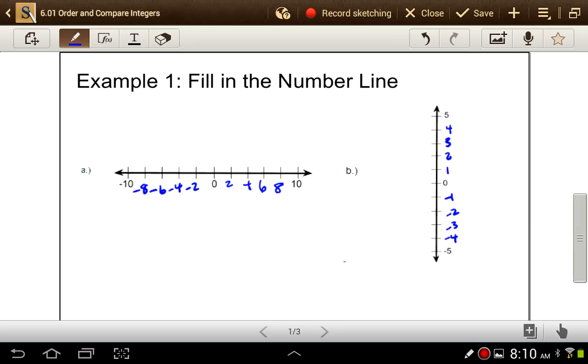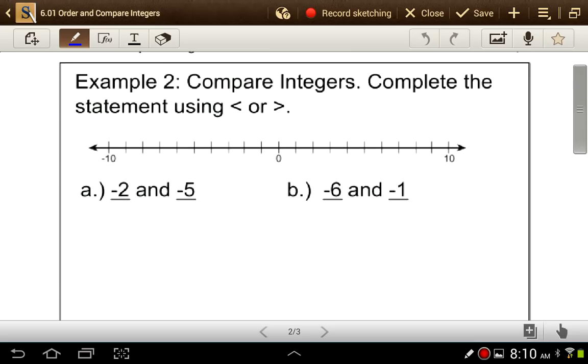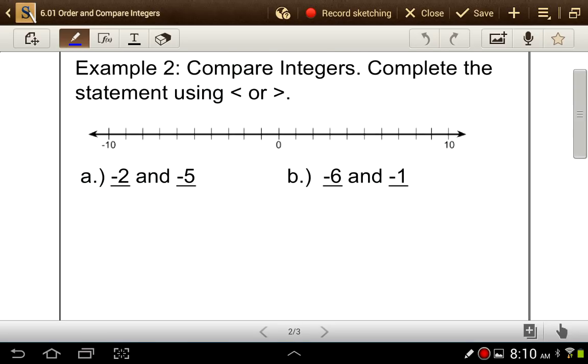If you need to pause to fill that in, go ahead. I'll be moving on to the next example. In our next example, example 2, we're going to be comparing integers. So we're going to be completing the statement using less than or greater than. I'm not going to fill these all in, but I first have to determine what each tick mark is worth. In this case, I have 10 going to the left and 10 going to the right, so each tick mark is worth 1.